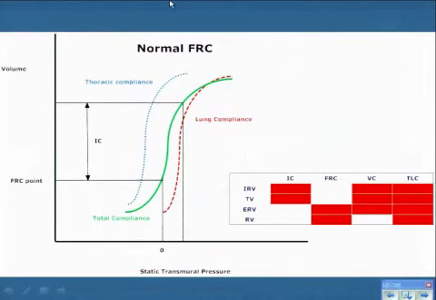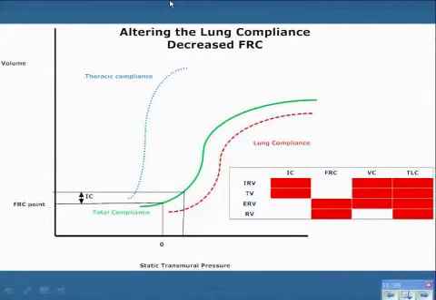All right, so this is a normal FRC curve. So I'm trying to show you here, and they switch it over. This is a person with low lung compliance. Okay, and what you'll see is their total compliance is significantly diminished. Okay, and your inspiratory capacity has become limited in this individual.